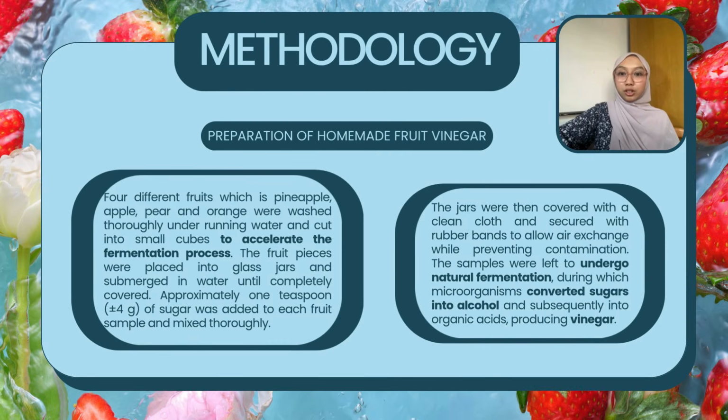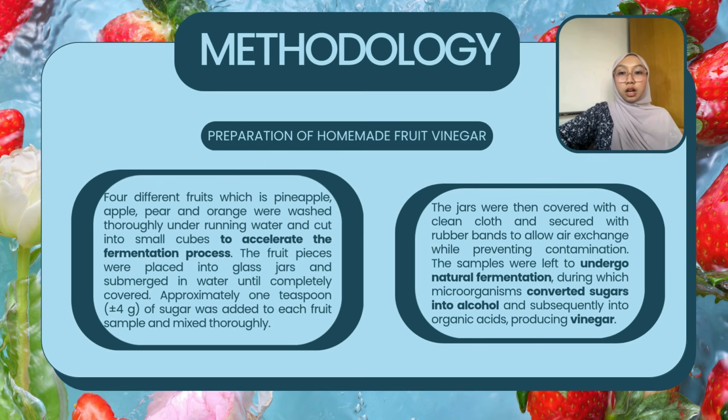Moving on to the methodology, preparation of homemade fruit vinegar. Four homemade fruit vinegar samples were prepared using pineapple, apple, pear, and orange fruits. The fruits were washed thoroughly under running water and cut into small cubes to accelerate the fermentation process. The fruit pieces were placed into glass jars and submerged in water until completely covered. Approximately 1 teaspoon of sugar was added to each fruit sample and mixed thoroughly.